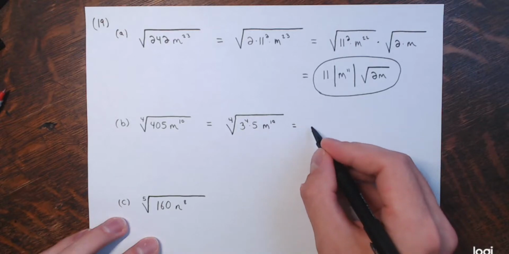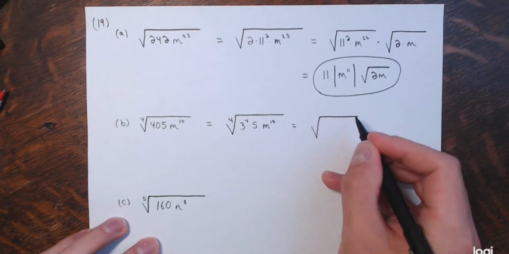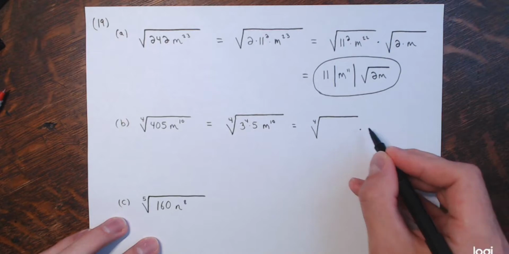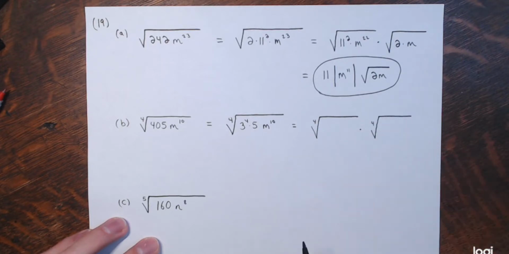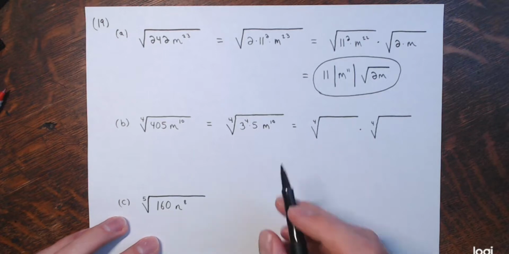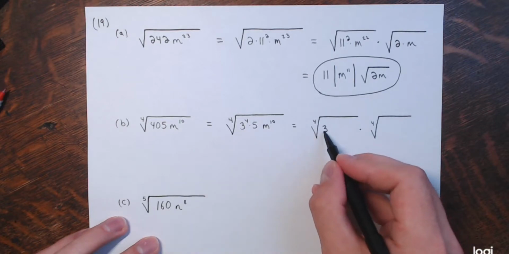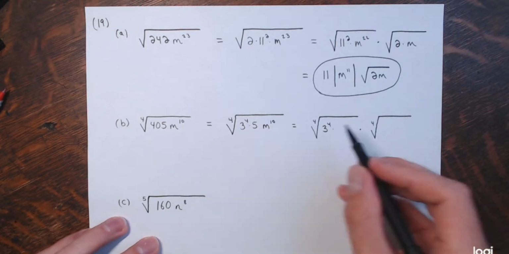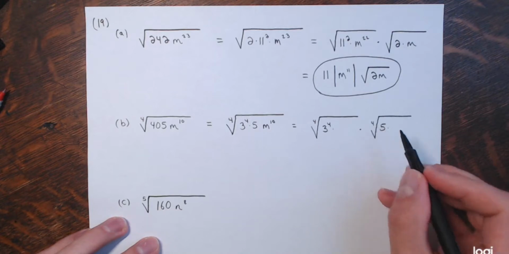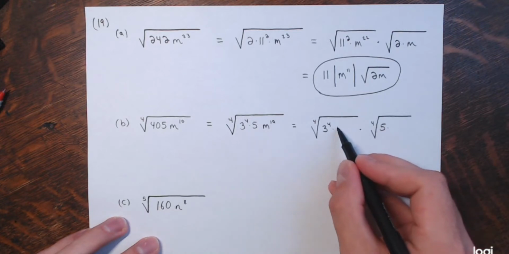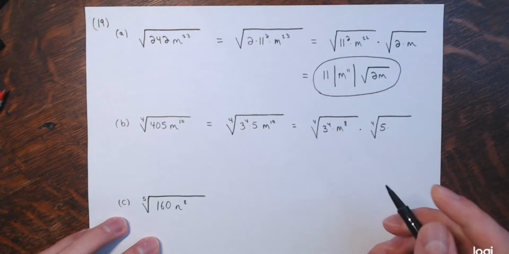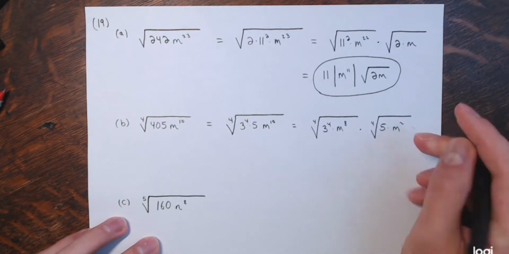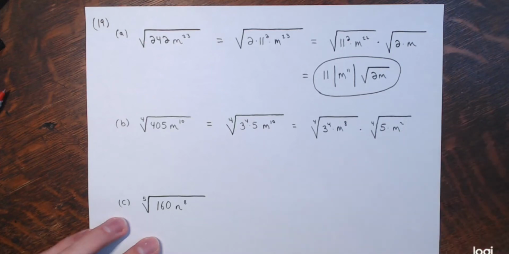Then I'm breaking it up, product rule again, product property. We take a fourth root of fourth powers times the fourth root of non-fourth power factors. 3 to the fourth is clearly a fourth power. 5 to the first is not. M to the 10th would be broken up to m to the 8th, right? 8 is a multiple of 4, so that's a fourth power, times m squared, which would not be a fourth power.